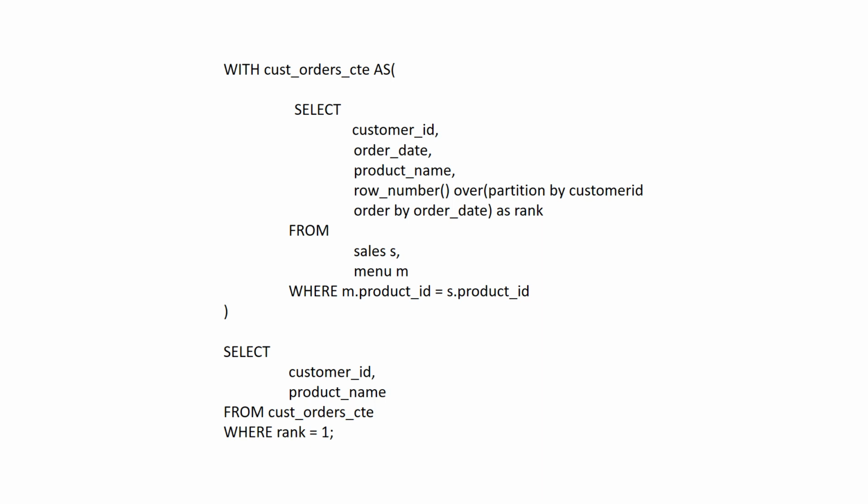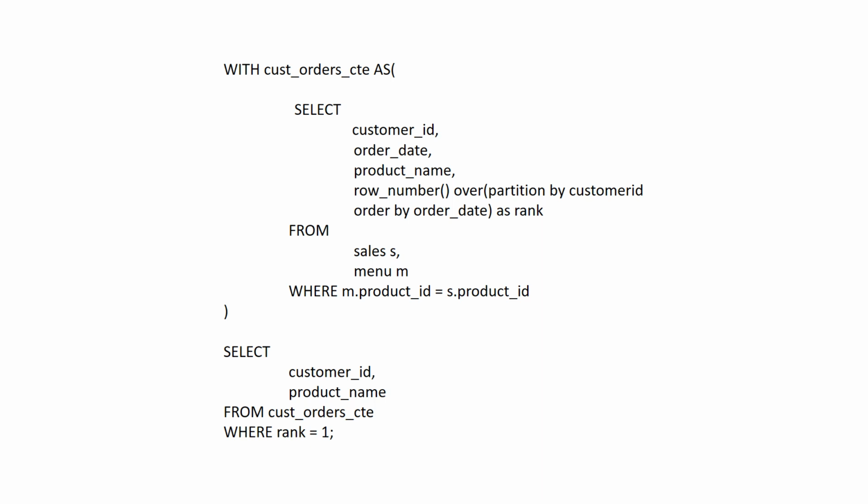Okay. Next is order by order date. So what will this do? This specifies the order of the rows within each partition. In this case, the rows are ordered by order date, which means that the first order made by each customer will have a rank of 1, the second order will have a rank of 2, and so on. Okay.